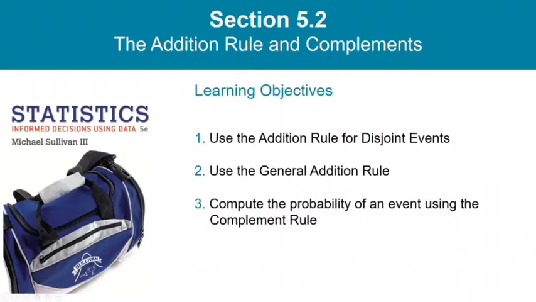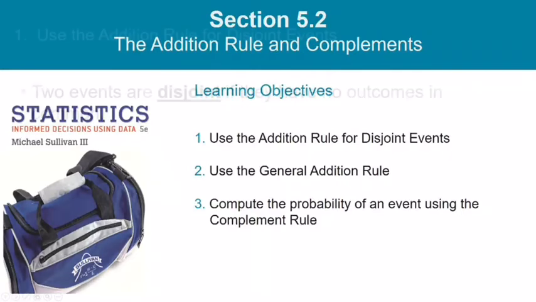Hello again and welcome back to Statistics. Today we're in section 5.2, still talking about probability, and today we will cover the addition rule and the complement rule for probability. So we're going to talk about the addition rule for disjoint events, and then we'll talk about the general addition rule, and then we'll talk a little bit about complements.